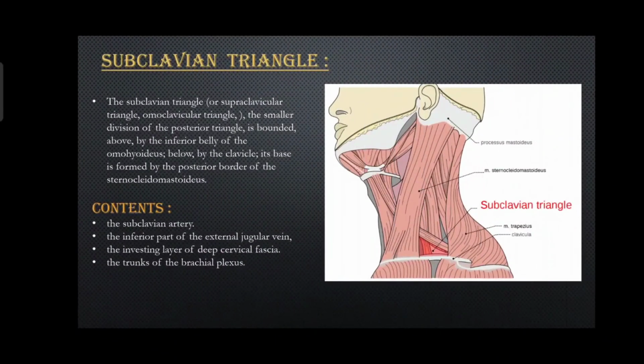Next, it is the subclavian triangle. This is the smaller division of the posterior triangle and it is bounded above by the inferior belly of the omohyoid, below by the clavicle, and its base is formed by the posterior border of the sternocleidomastoid muscle. Its contents are the subclavian artery, inferior part of the external jugular vein, investing layer of deep cervical fascia, and the trunks of the brachial plexus.